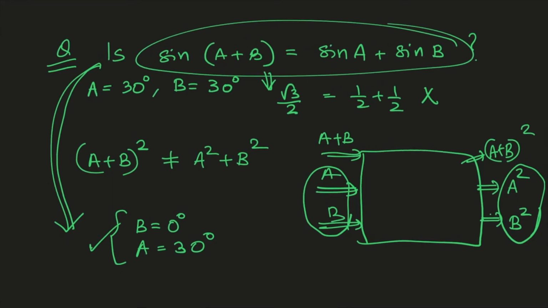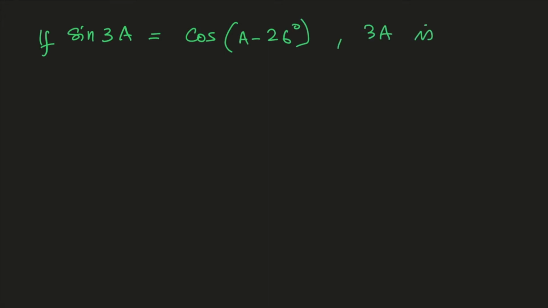Let's see another question. If sine 3a is equal to cos of a minus 26 degrees, and 3a is given to be an acute angle, what is the value of a? Again, pause this video for a minute or so and try this question on your own. All right, so let's come back to this question.